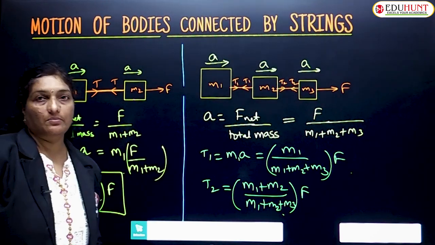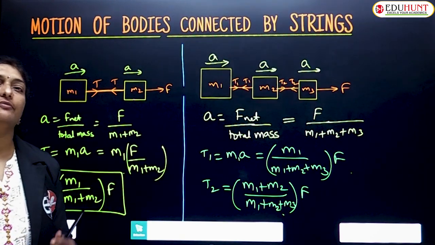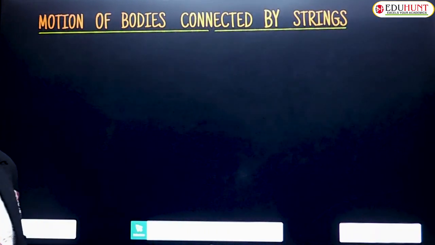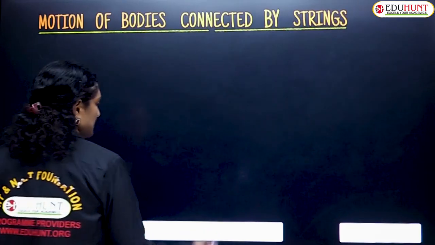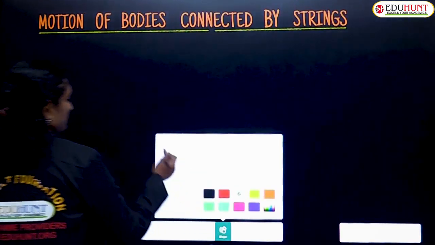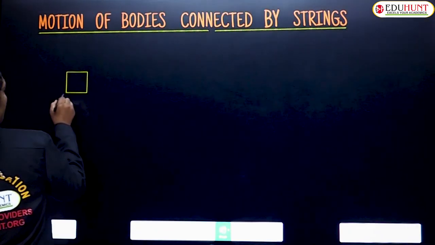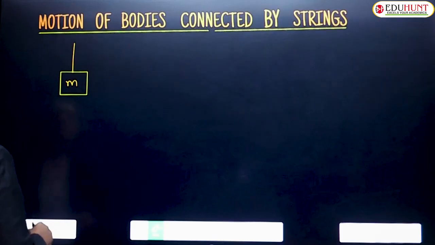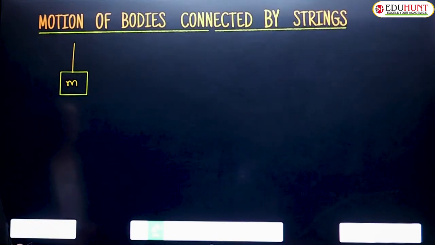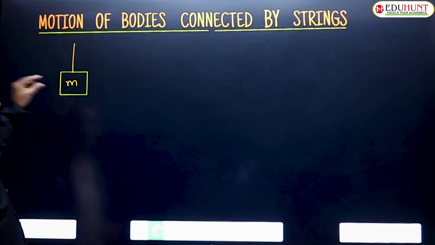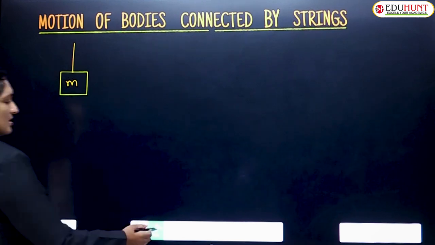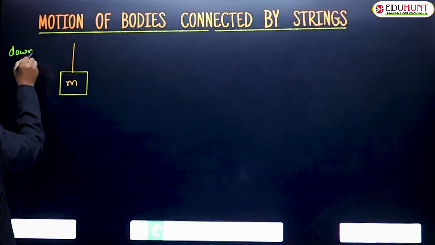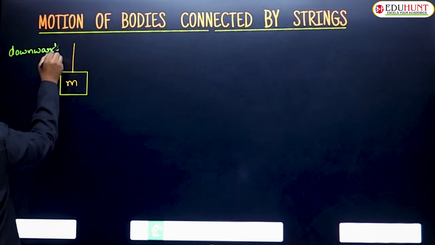Let us try to understand the motion of bodies connected by strings with a few more examples, children. So, here we go. This is the motion of bodies connected by strings. For this, let us consider a basic example, where we consider a body of mass m which is tied to a string. Let us suppose that the body is moved downwards. In which direction, children? The body is moved in the downward direction.